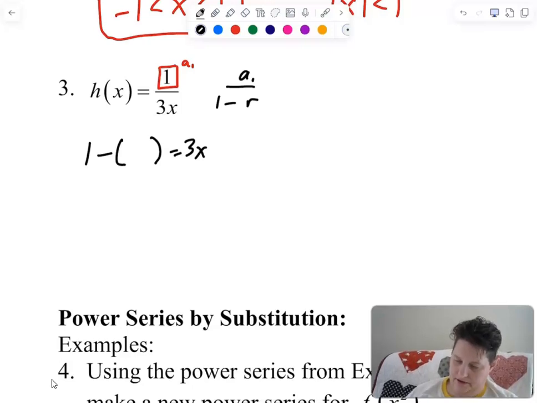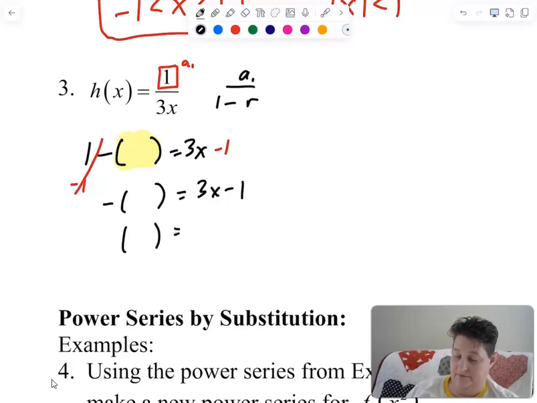So here's what I'm going to do. I guess we could actually solve that. That might make more sense to you guys. So, for example, minus 1. So negative whatever's in the parentheses has to be 3x minus 1. And if I divide by a negative, then what's in the parentheses has to be negative 3x plus 1. So that's one way to do it.